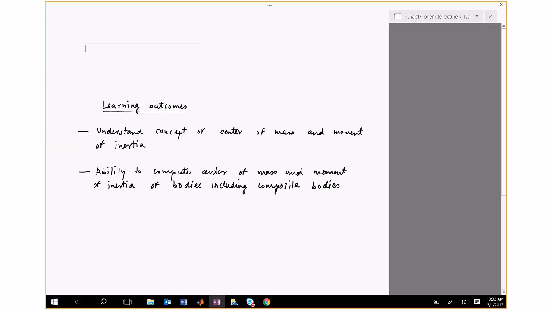Chapter 13, which is on kinetics of particles, and we are moving on to kinetics of planar rigid bodies. Before we do kinetics, we're going to learn about center of mass and moment of inertia. We'll see how to compute the center of mass and inertia, because that is going to be very important when we solve for forces using F equals ma.